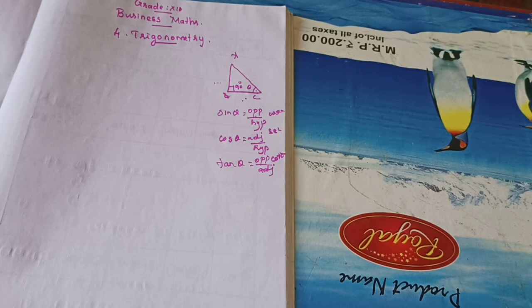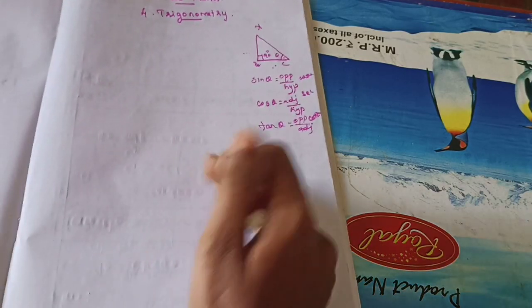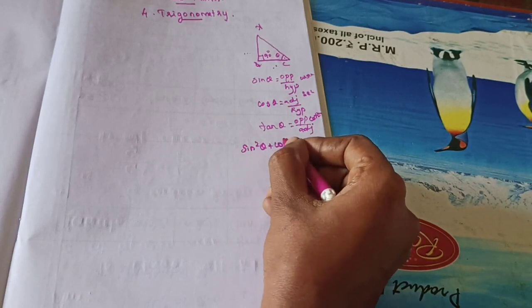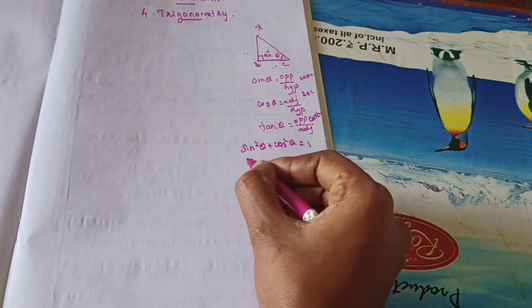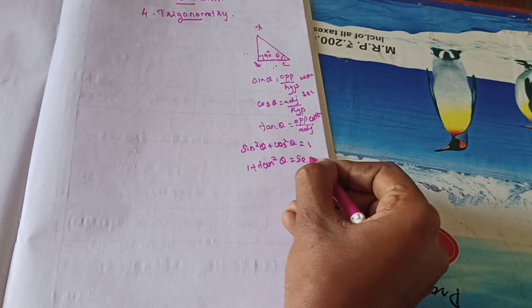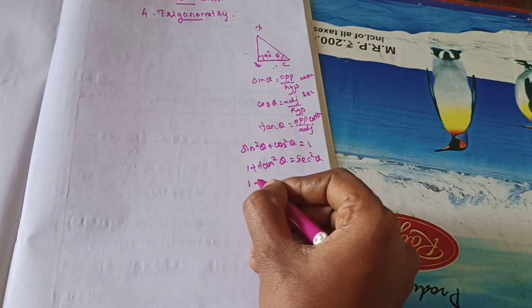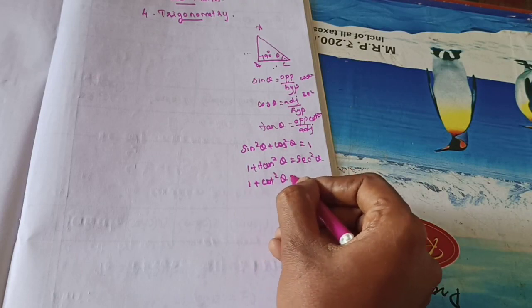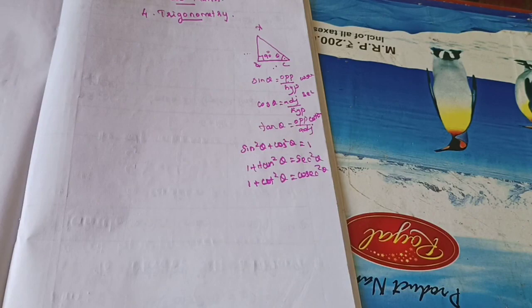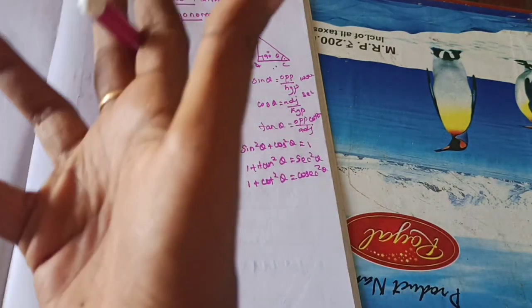So these are the things you have learned in 9th standard, as well as 3 main formulas also you have learned. Okay, so that is sin square theta plus cos square theta is equal to 1. Then 1 plus tan square theta is equal to secant square theta. Then 1 plus cot square theta is equal to cosecant square theta. These are all the things you have learned in the last year. So from these 3 formulas we can take 9 formulas.